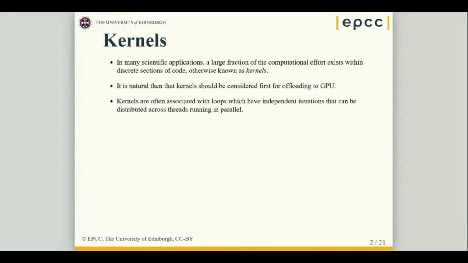Many scientific applications have a large fraction of the computational effort within discrete sections of code. These are what's known as kernels. Usually you have some deep set of nested for loops, and right in the middle of them, you have some form of important operation which is being done on every single site, or over the whole volume or the search space. The thing that's repeated the most often, that's usually your kernel.